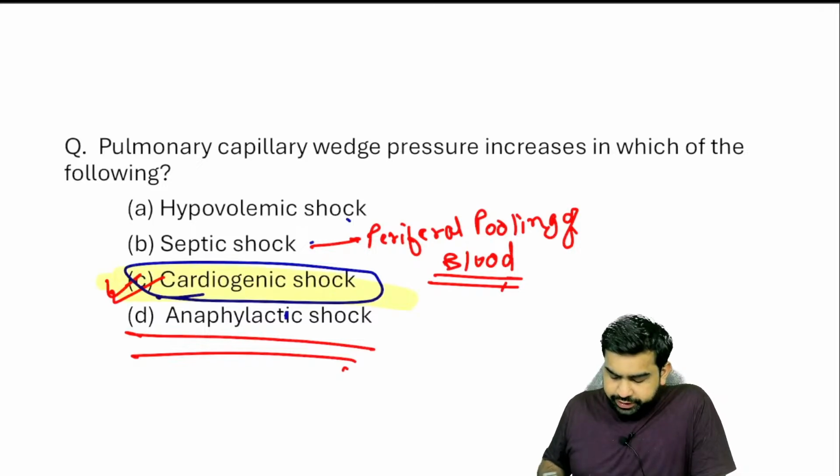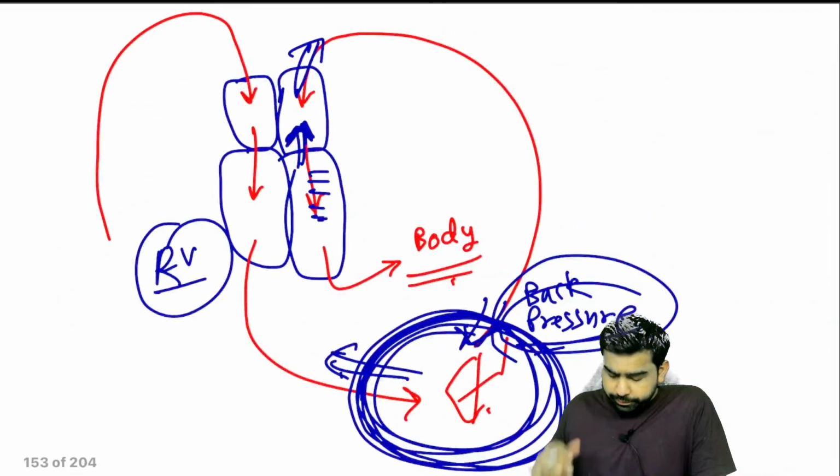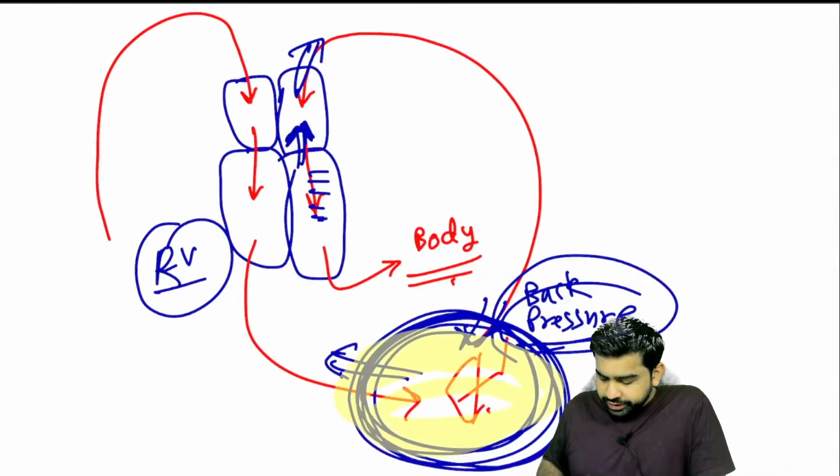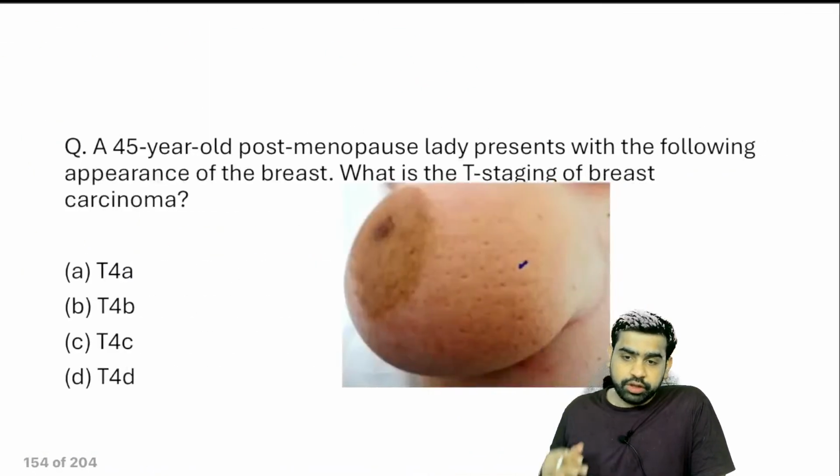There's no point of covering the entire shock over here at this point of time, but in the cardiogenic shock, because the heart is failing, there's going to be the increase in the pressure in these particular pulmonary capillaries, and that is why there is a pulmonary capillary wedge pressure which is increasing in the cardiogenic shock.